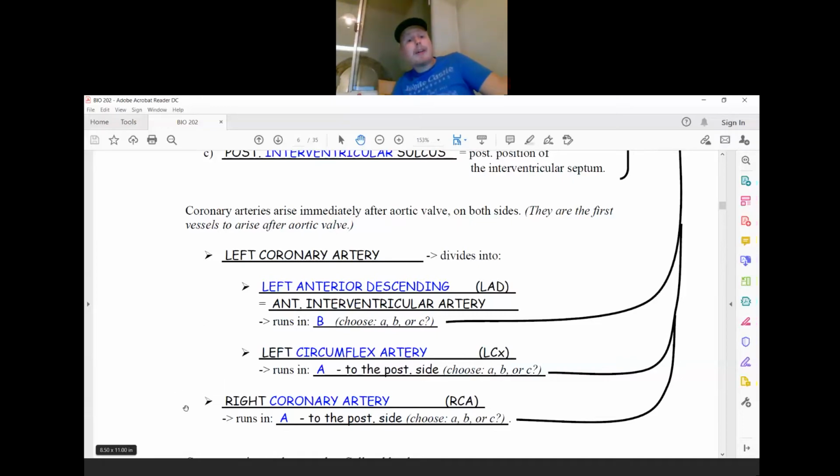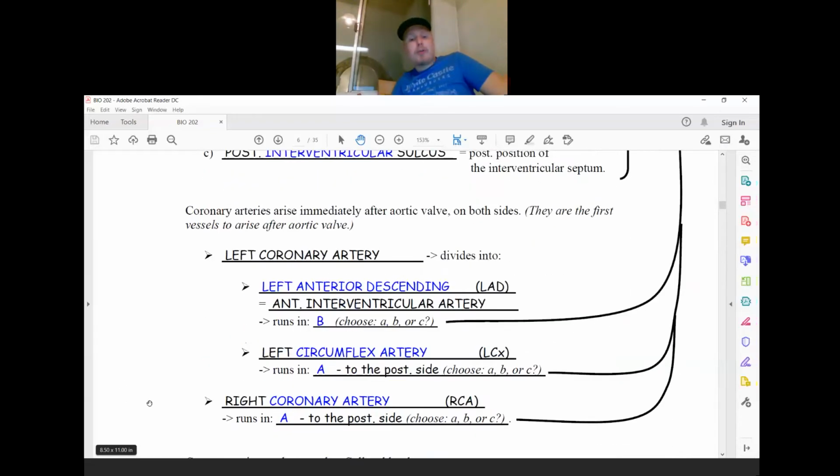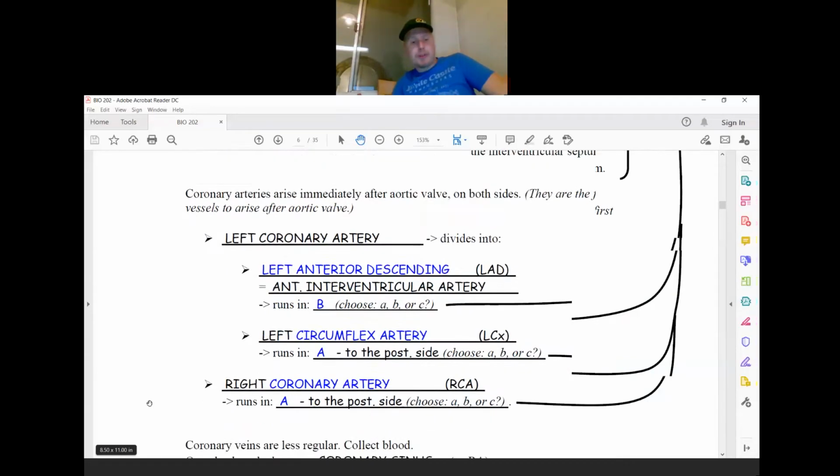And the third vessel that we have for coronary arteries is going to be our right coronary artery. Right coronary artery has its own branches, but at this level, we're just looking at the main three vessels. And that would run on the right side, following our atrioventricular groove again. So between atria and ventricle on the right side until branching to the back of the heart, to the posterior side.